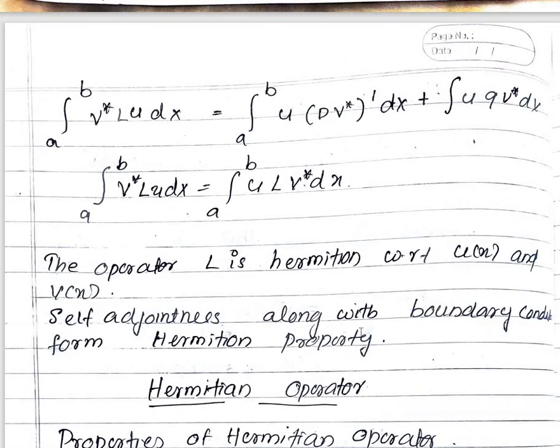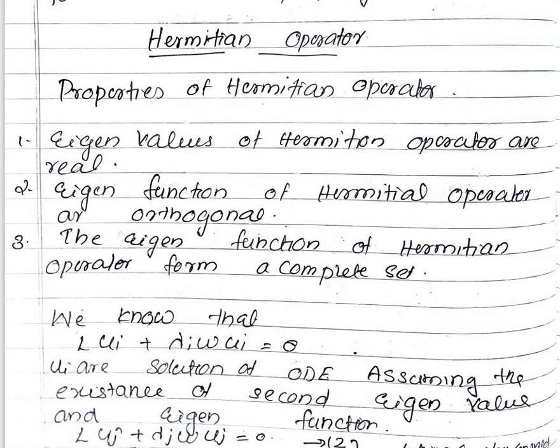So self-adjointness along with the boundary conditions forms the Hermitian property. What is a Hermitian operator? A Hermitian operator is an operator which is self-adjoint and also satisfies certain desired boundary conditions. Then we call that operator a Hermitian operator. The properties of Hermitian operators are: the eigenvalues of a Hermitian operator are real, the eigenfunctions of a Hermitian operator are orthogonal, and the eigenfunctions form a complete set.